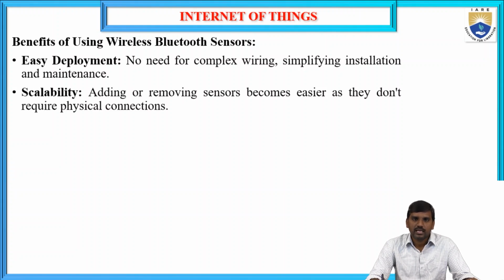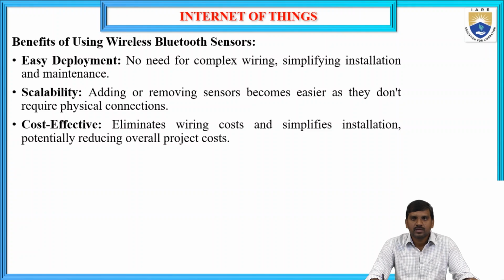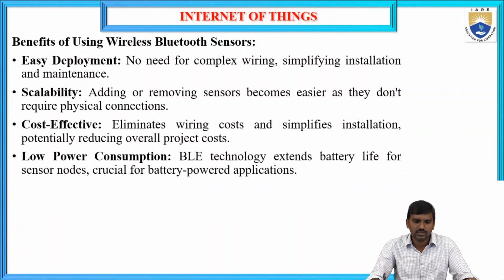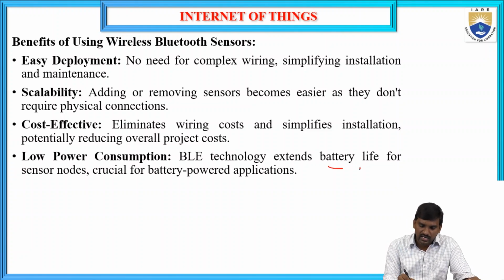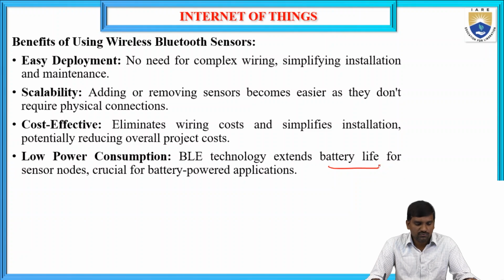The second one is scalability. Adding or removing sensors becomes easier as they do not require any physical connections. To add or remove, there is no need to do any physical work. That is under scalability. And cost effective: eliminates wiring cost and simplifies installation, potentially reducing overall project cost. So that is cost effective. And low power consumption: Bluetooth low energy technology extends battery life for sensor nodes, crucial for battery-powered applications. That is low power consumption.